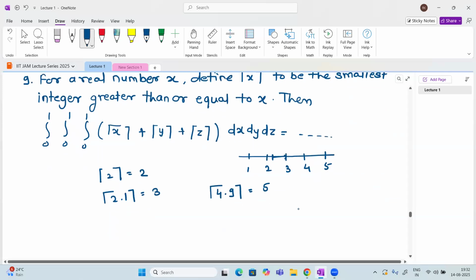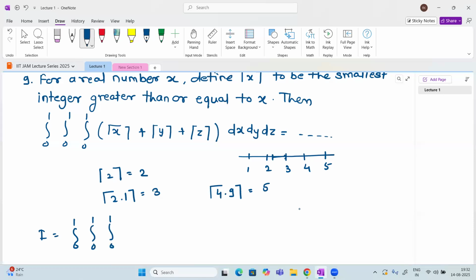So such a type of function we have. We can easily solve this integral. I is equal to the triple integral with limits 0 to 1, 0 to 1, 0 to 1. So x, y, z. But see, limits are 0 to 1. That means x lies in 0 and 1, y lies in 0 and 1, and z also lies in 0 and 1, right?